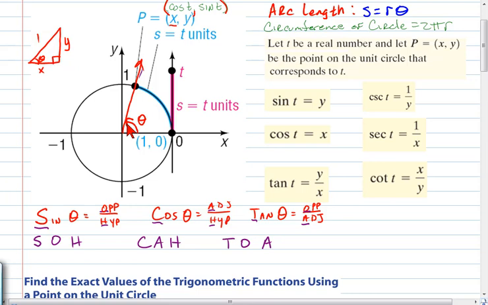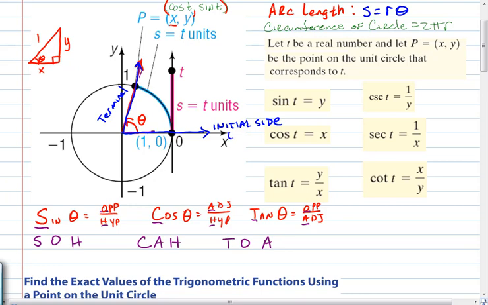Now, I'm assuming that you've heard this before, but you may not have. We start with the initial side of the angle. Let me go to a lighter color. This right here is what we call the initial side. And this side right here would be the terminal side of the angle. And that angle would be theta, measured in radians.